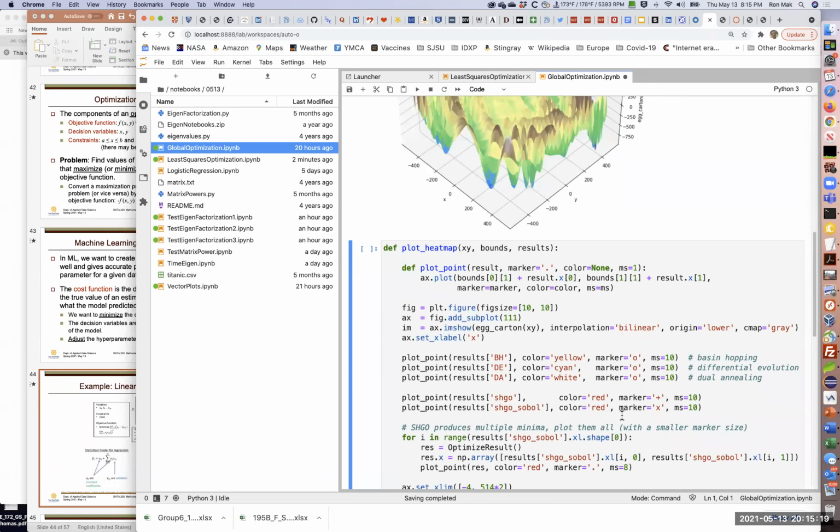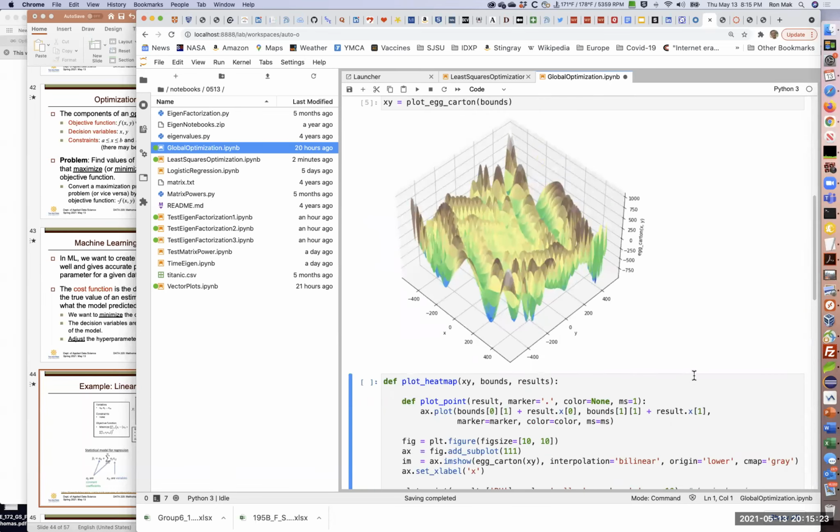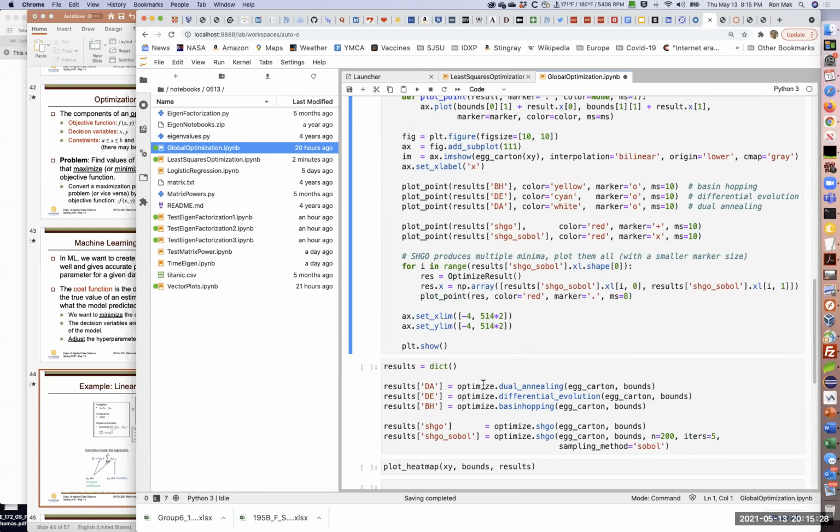Okay, so let's see. We're plotting, and we're calling optimize, and these are the various types of gradient descent. These are just the names of the algorithms, and we're going to call all the various algorithms and store the results in this dictionary.